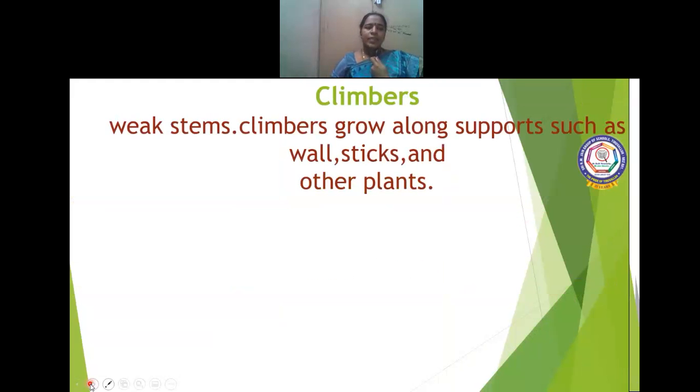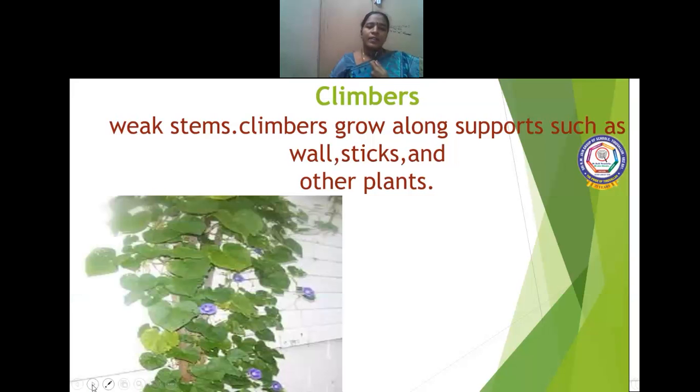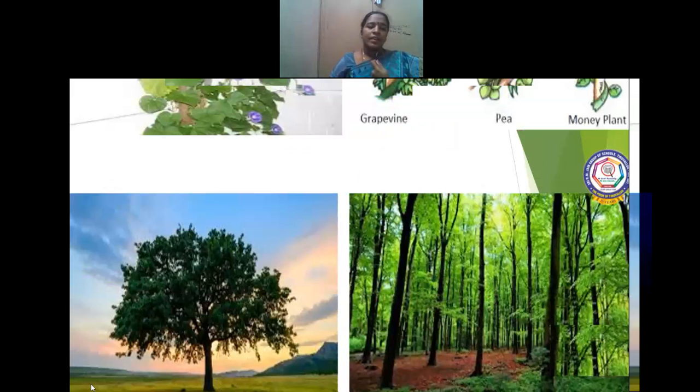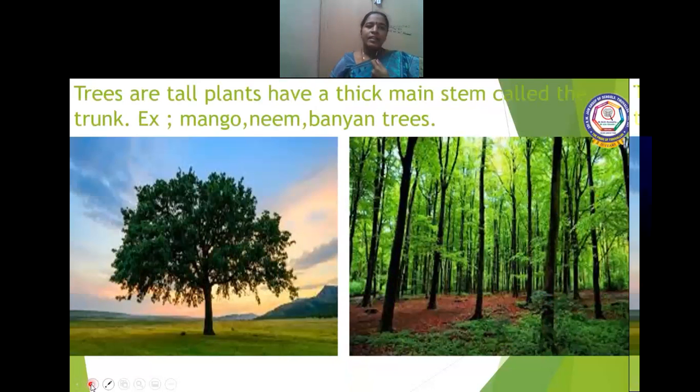Next, climbers. They have weak stems. Climbers grow along supports such as walls and sticks or other plants. You can see grapevine, pea plant, and money plant are climbers. Trees, or tall plants, have a thick main stem called trunk, and it has branches also, and it can live many years. Mango, neem, banyan tree are the examples.